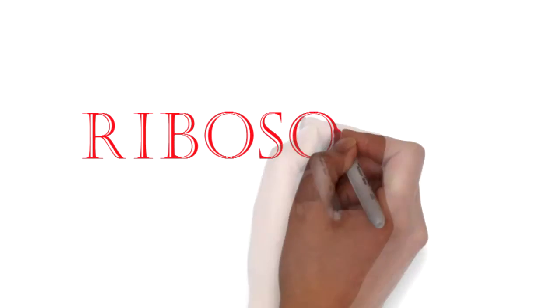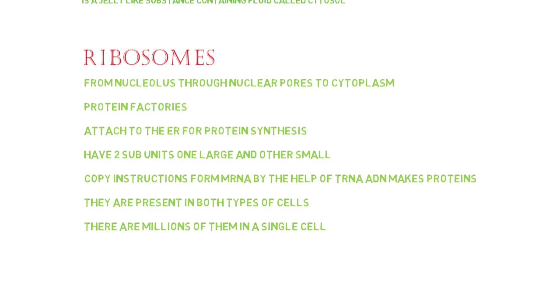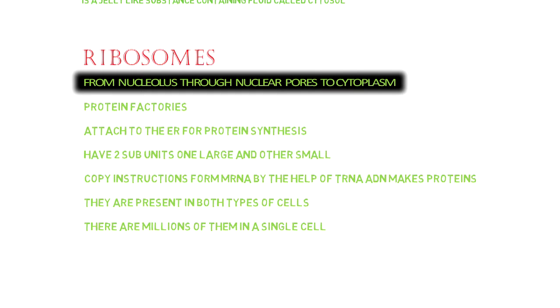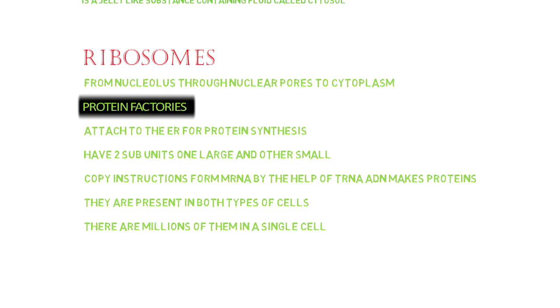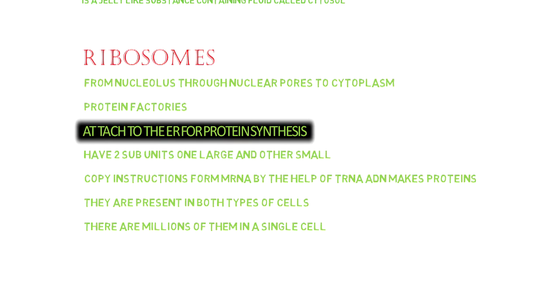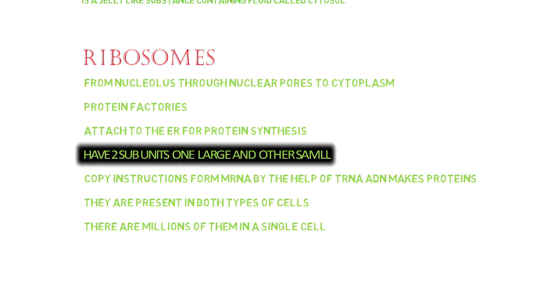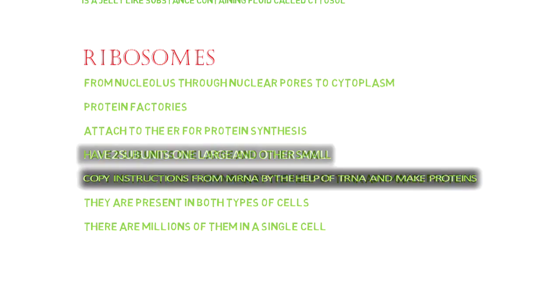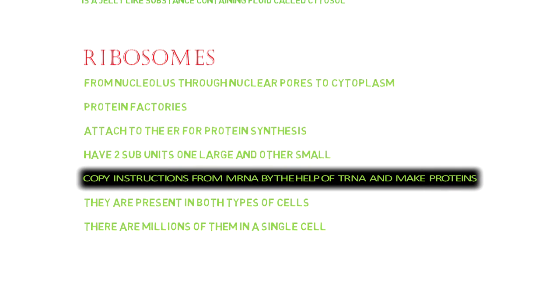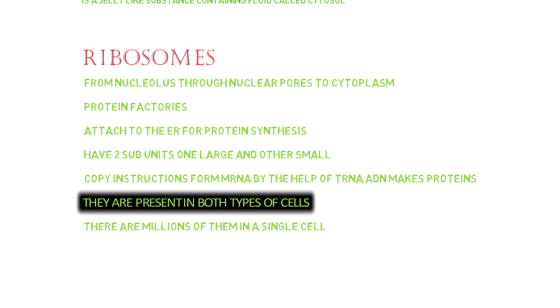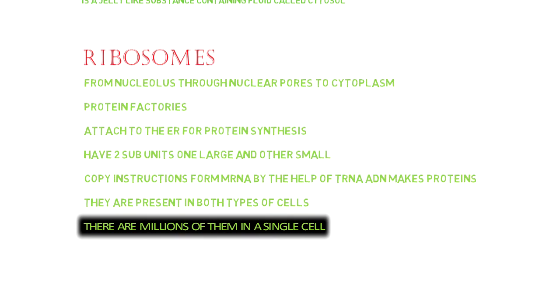First I have ribosomes. Ribosomes come from the nucleolus to the cytoplasm through nuclear pores, and they are the protein factories. They make proteins. They attach to the ER through translocon pores and then synthesize protein. They have two subunits, one large and one small. They copy instructions from messenger RNA with the help of transfer RNA and then make proteins. They are present in both types of cells. So there are millions of them in a single cell.